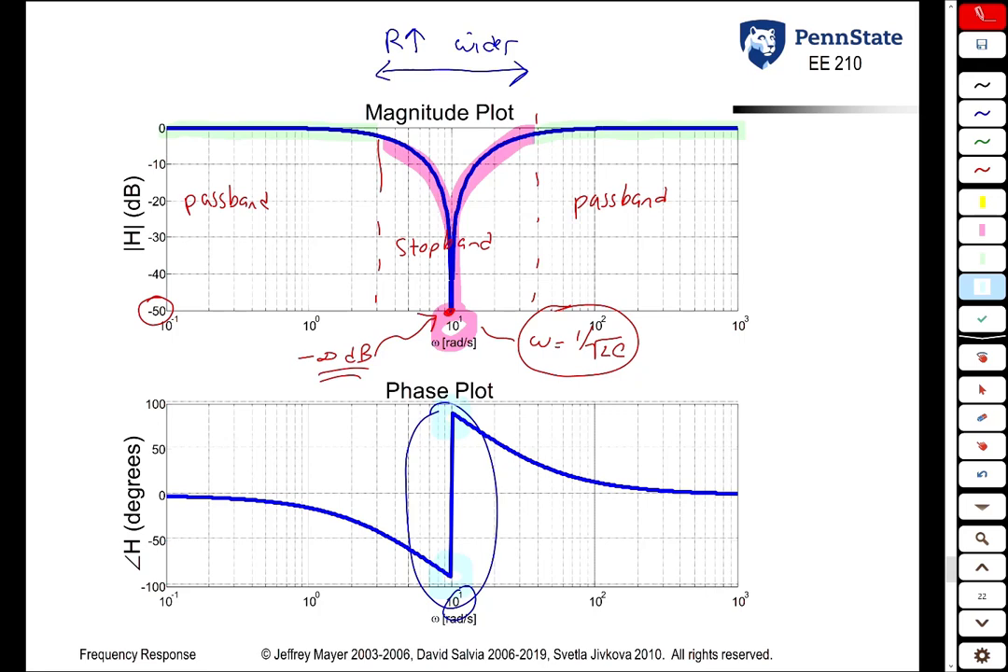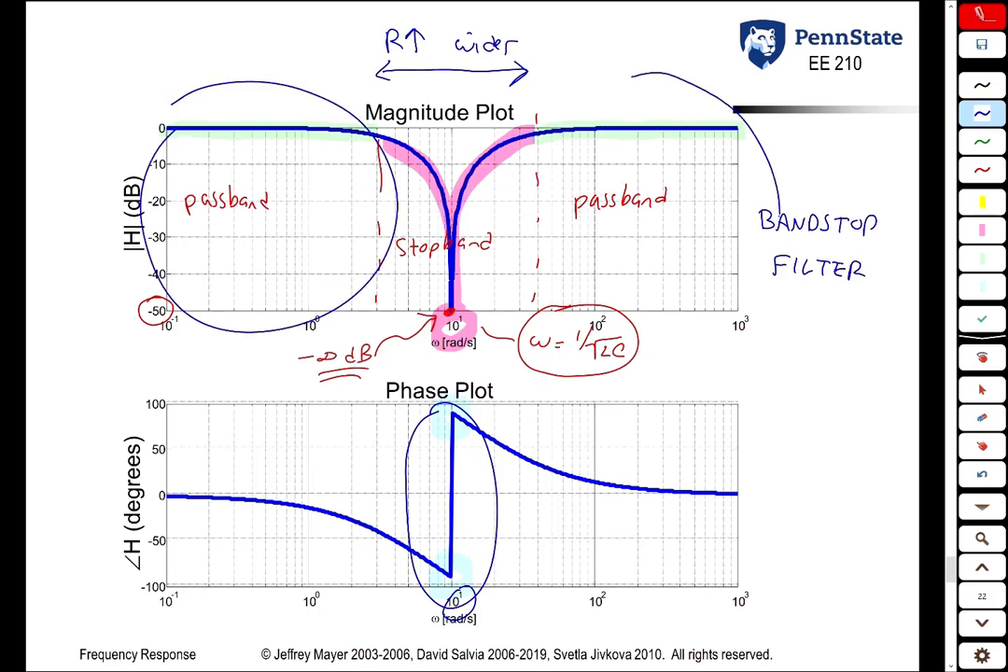We're much more concerned about the magnitude plot, where in this example here, we see what's called a band stop filter. We're passing low frequencies, we're passing high frequencies, and we're stopping frequencies in the middle.